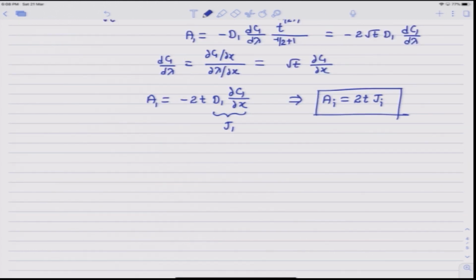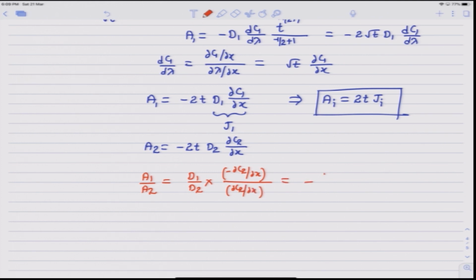For a binary diffusion, similarly we can write A2 as minus 2t times D2 times ∂C2/∂x. So if we take the ratio of A1 and A2, that should be equal to D1 by D2 times minus ∂C2/∂x over ∂C2/∂x, which should be equal to minus D1 by D2. So by taking the ratio of cumulative intrinsic fluxes, we get the ratio of intrinsic diffusion coefficients.